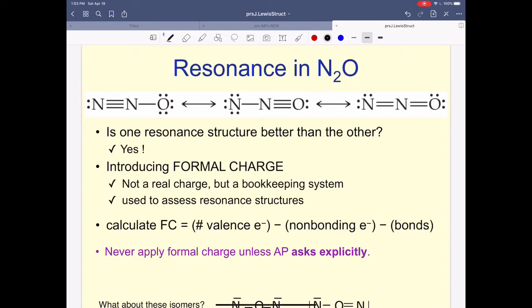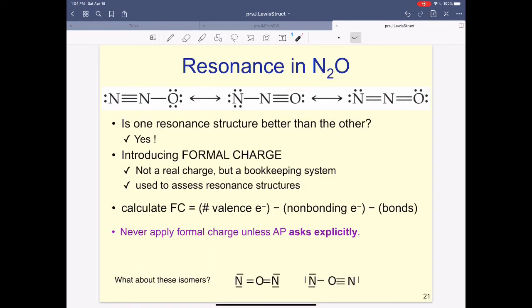There's three possibilities that you can see represented here: a triple bond between the two nitrogens, a triple bond between the nitrogen and oxygen, and then the two double bonds that we drew on the earlier page. Is one resonance structure better than the other? Yes. Does one resonance structure contribute to the overall formula? Yes. And so, introducing formal charge. This is not a real charge, but rather a bookkeeping system. We'll use it to assess resonance structures.